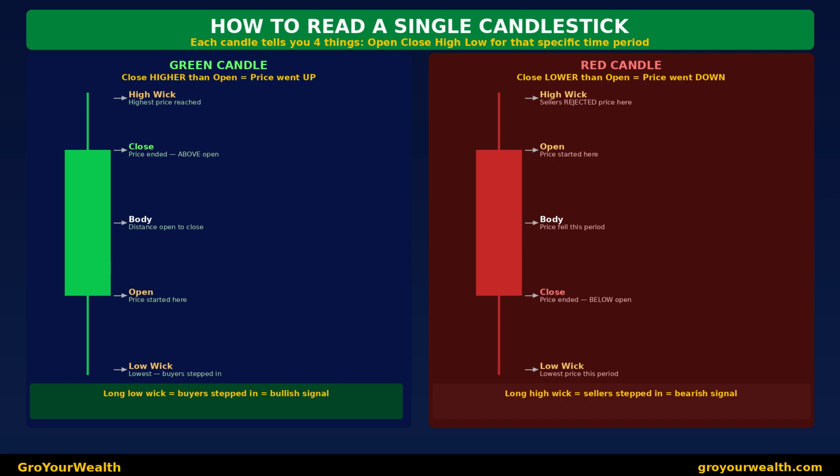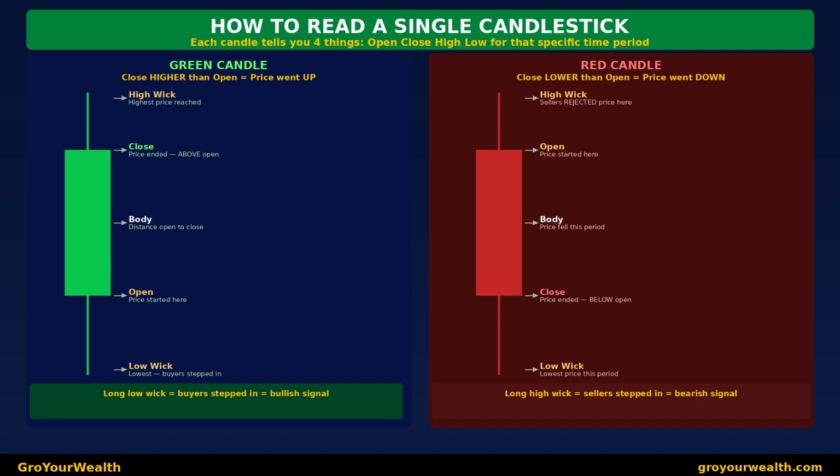A green candle, sometimes white on some platforms, means the closing price was higher than the opening price. The price went up during that period. A red candle, sometimes black, means the closing price was lower than the opening price. The price went down during that period.